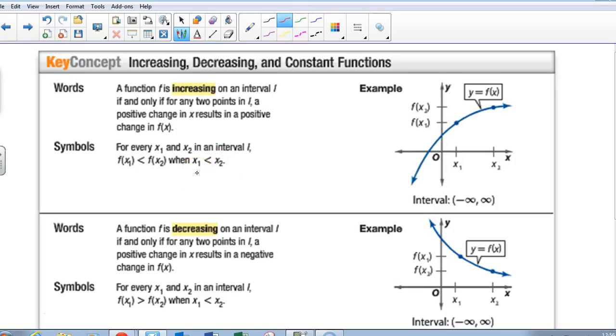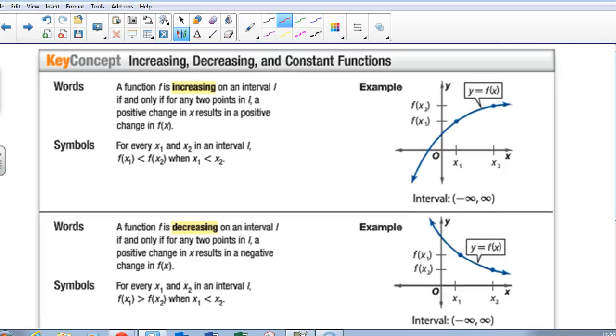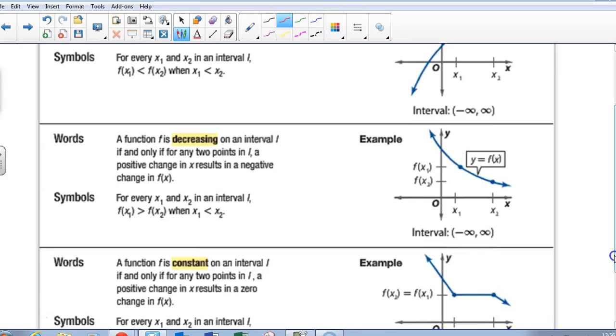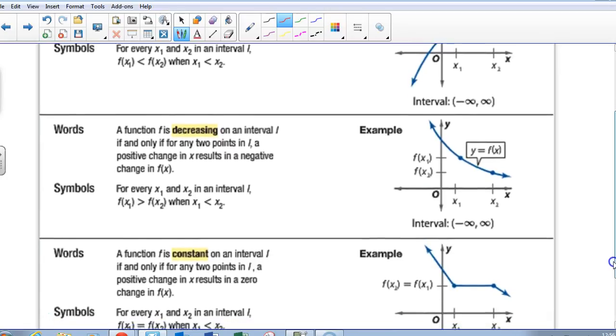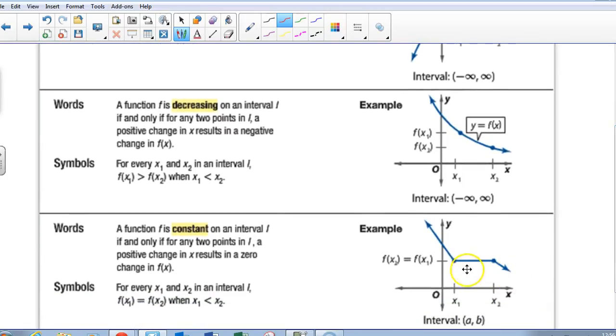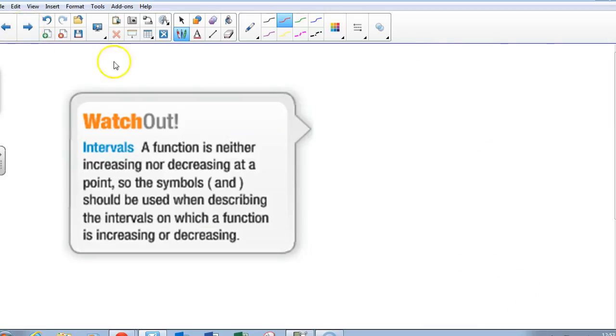This is just a little set to show you quickly that this first graph is only increasing. The second graph is only decreasing. And the third graph at the bottom has a little piece in the middle where it's constant here, from x1 to x2. Okay, otherwise it was all decreasing. All right, so you just got to remember left to right on that.